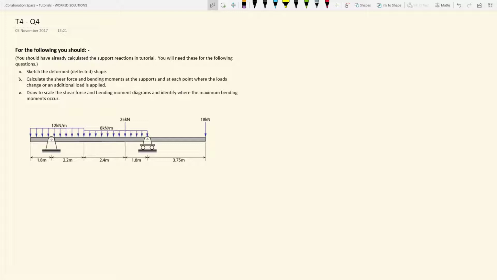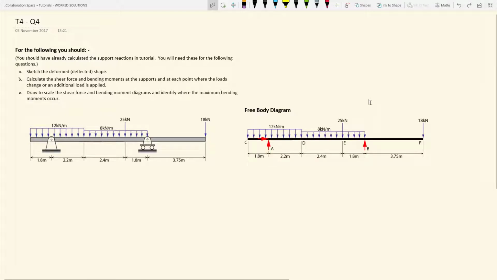As with any simply supported beam, the first step is to produce the free body diagram. And as you can see, the beam illustrated has a pin to one end and a roller to the other end. So to the pin there are two unknowns, to the roller there is a single unknown. That means the beam is statically determinate, and we can calculate the vertical reactions using our three equations of equilibrium.